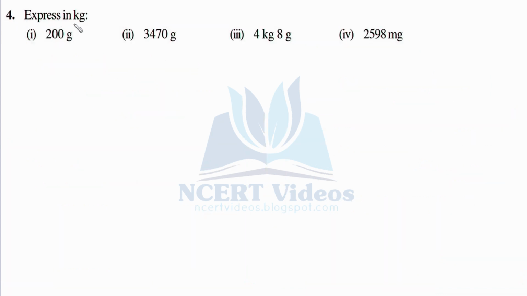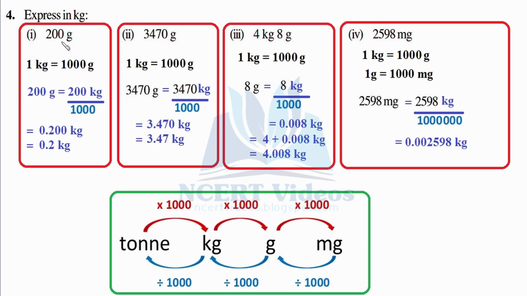Fourth, express in kilogram. Number first is 200 gram, then 3470 grams, then 4 kg and 8 grams. And the last one is 2598 milligrams. Now again the same thing. That is, we have to go from 200 grams to kg. So 1 kg is 1000 gram. Then 200 grams will be how much? When we divide it by 1000.